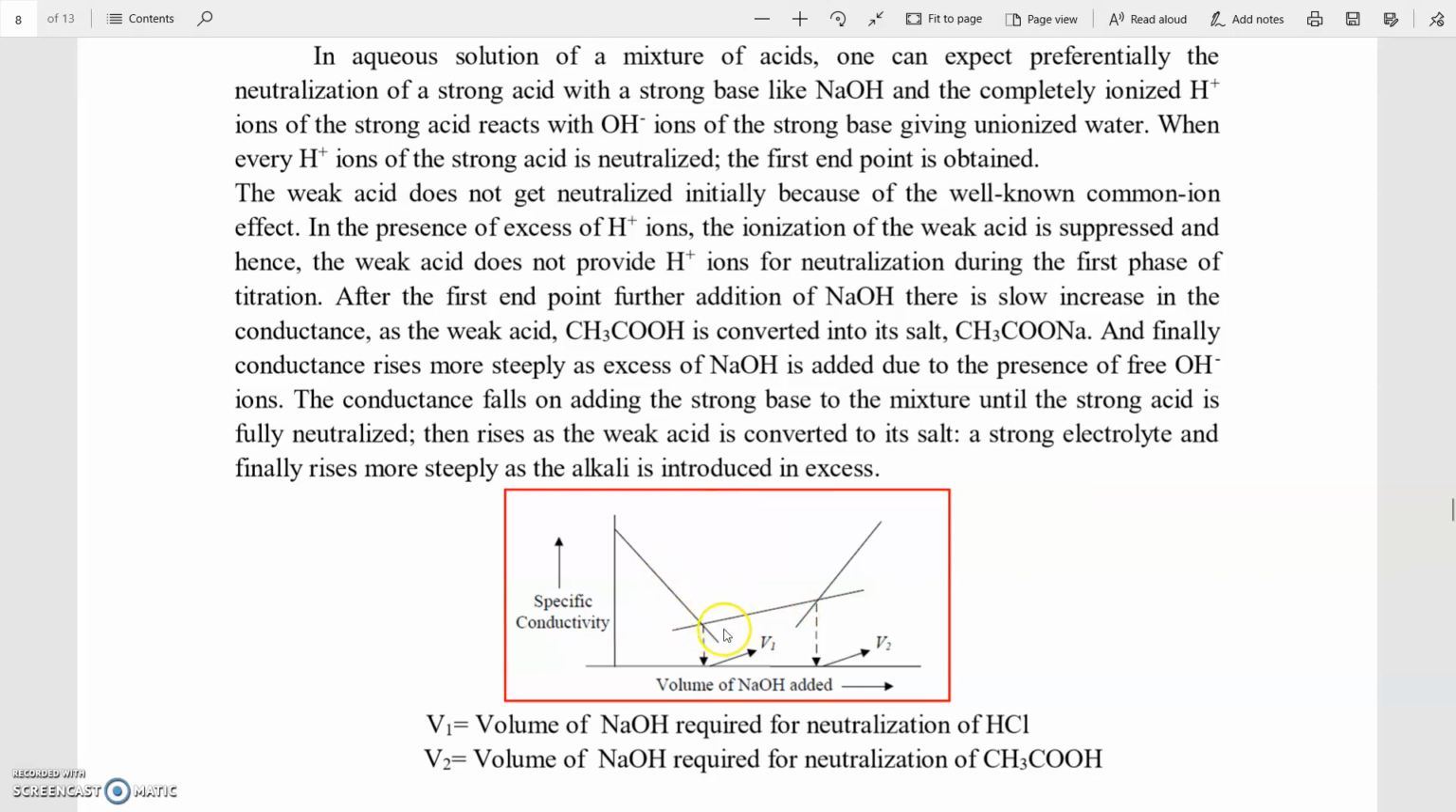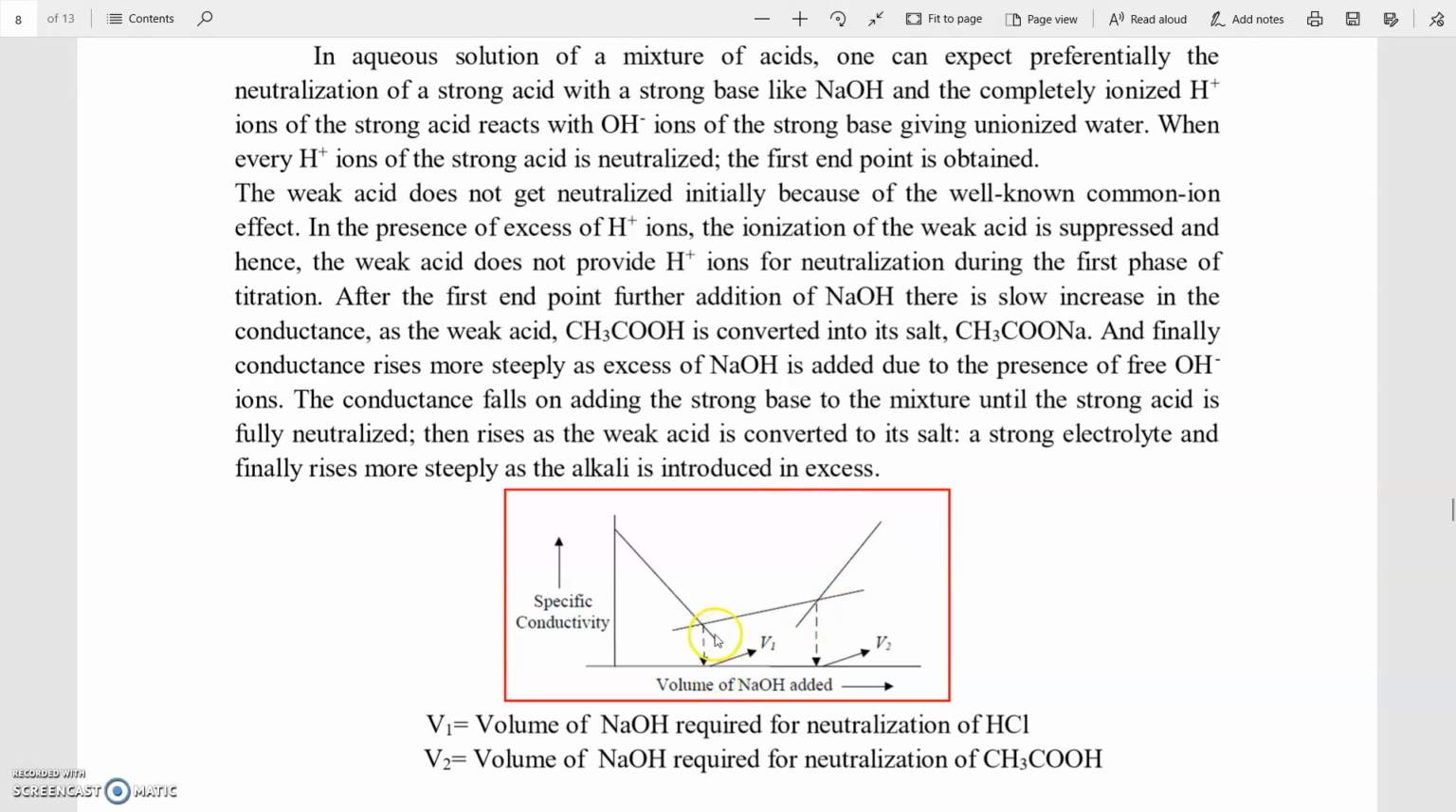Now whatever NaOH we add reacts with acetic acid and produces sodium acetate. Because of the increase in the Na plus ion number, we observe a slight increase in the conductivity. Then at one point acetic acid is completely neutralized, and further NaOH we add remains as it is in the form of Na plus and OH minus ions. Because of the unreacted OH minus ions, we observe an increase in conductivity.